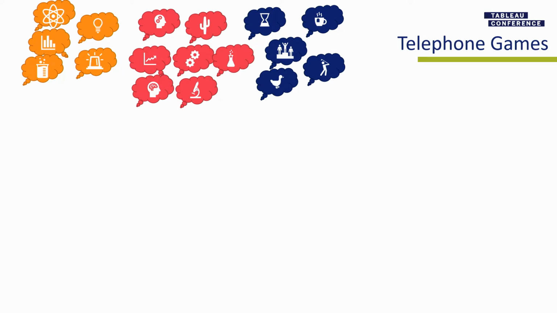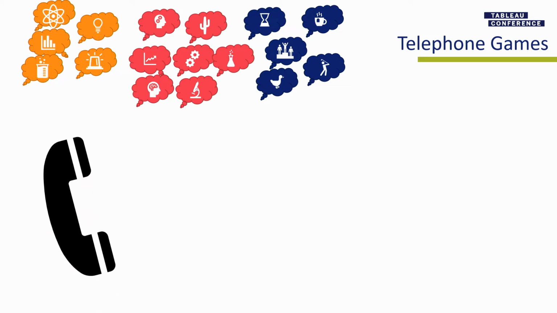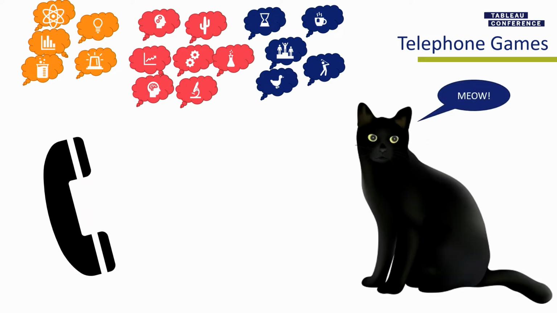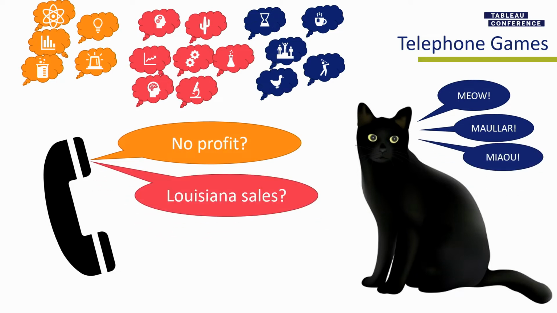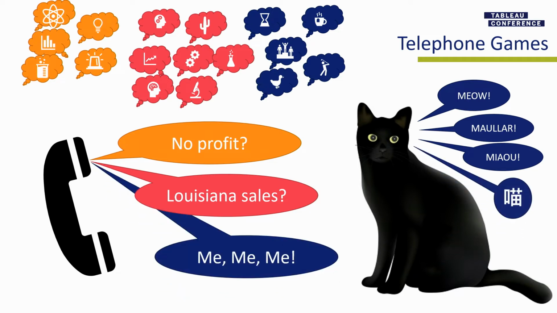So, about the time that you actually get involved, something that started out as house profit has been morphed by playing the telephone game, and it might sound more like meow and be more like herding cats. So, hello, meow. Where are we losing money? Meow. How about sales in Louisiana? Meow. I don't care how to show it. Just do something and make me look good. Meow.